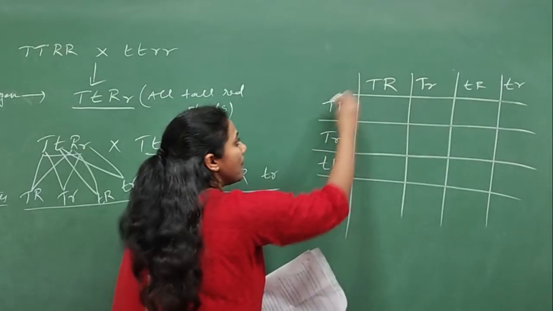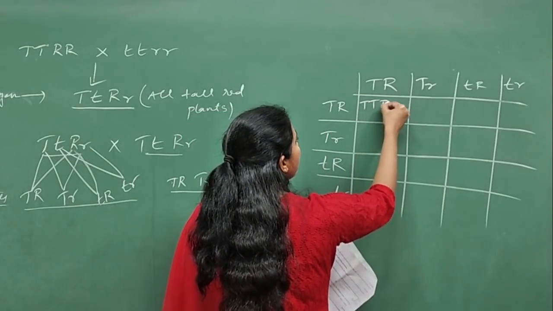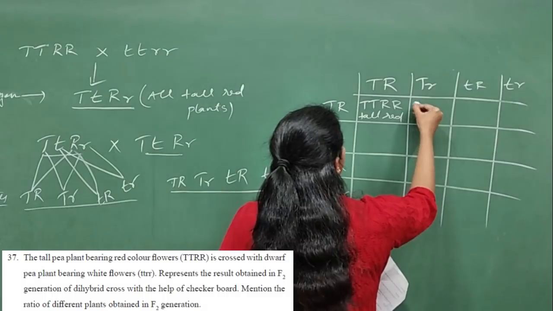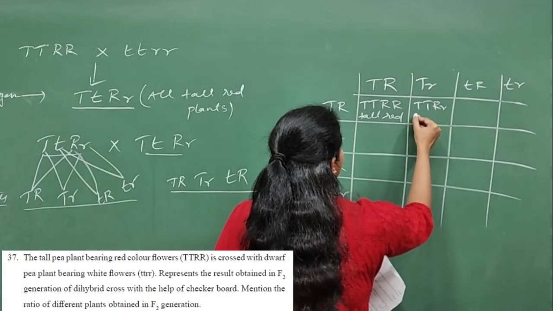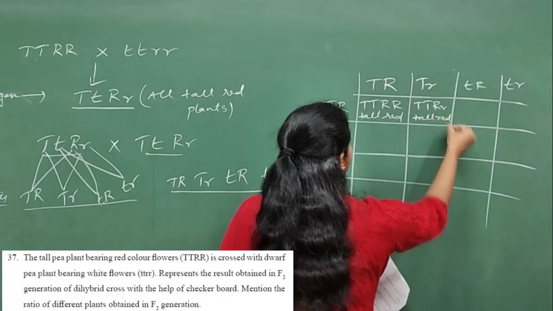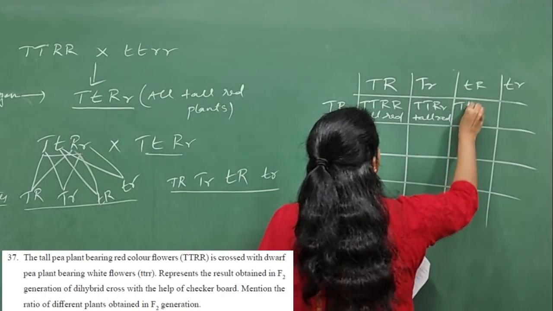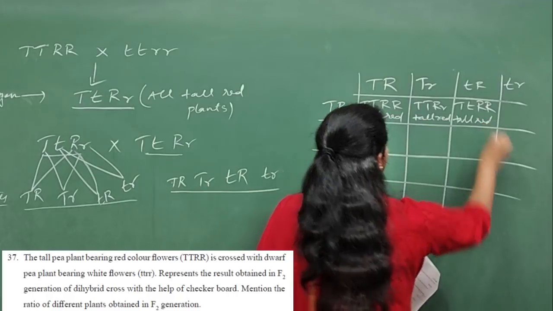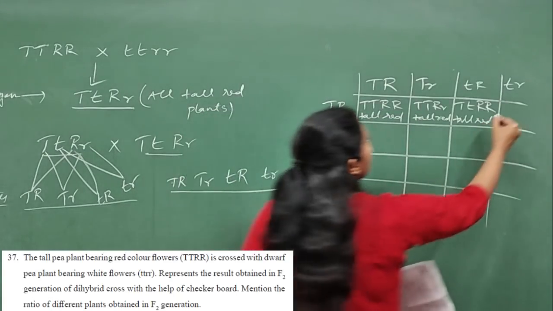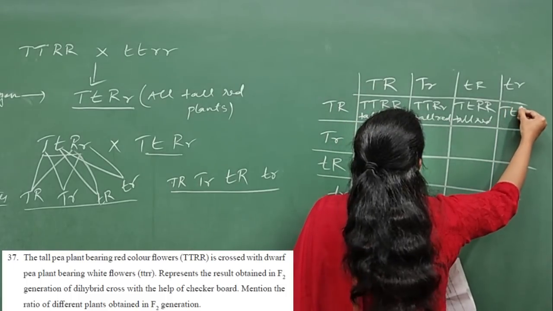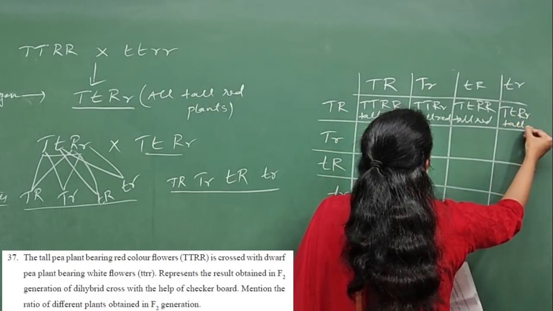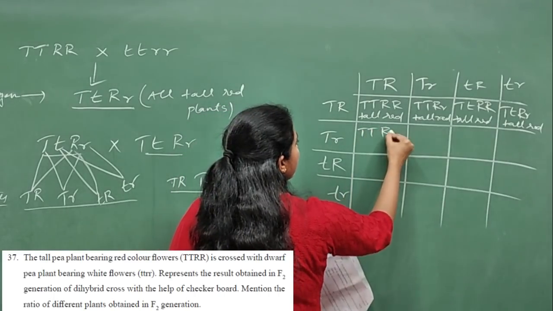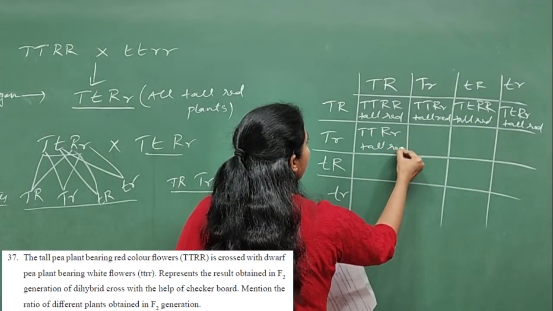Then you will just combine, right? So capital T capital T, capital R capital R. This is tall red variety. And capital T capital T, capital R small r. This is also tall red variety. Then capital T small t, capital R capital R. This is also tall red variety. Like that you should go on filling. Capital T small t, this is also tall red variety. Then capital T, this is also tall red variety.